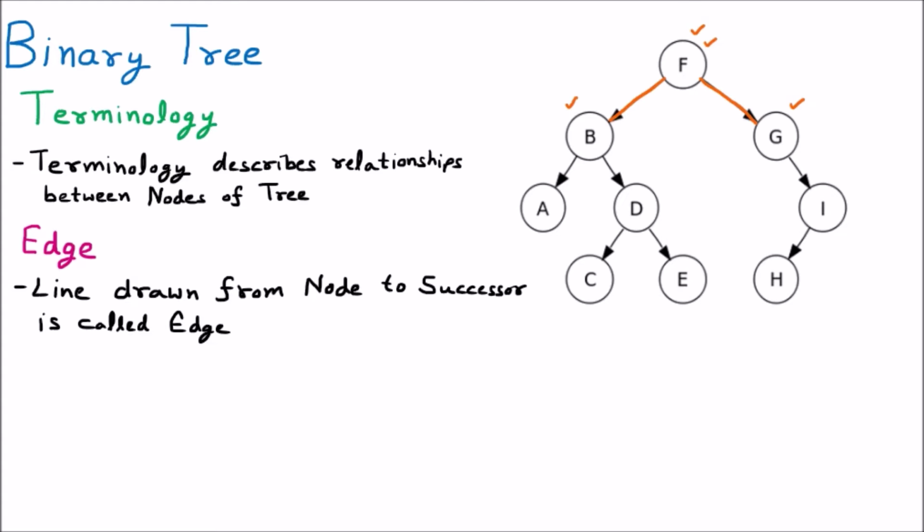We are taking a few more edges. Let us suppose that from B to D, the edge is there. Similarly, from G to I, this is one more edge. So this way from B to D we have connected, this is the edge. From G to I we have connected, this is the edge.